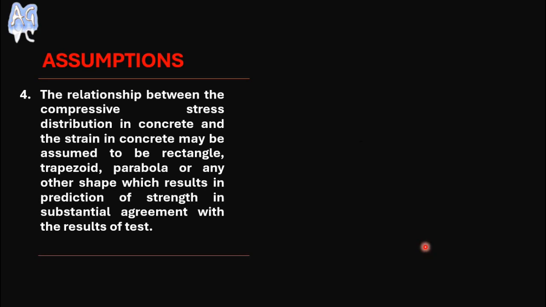Now look into the fourth assumption. In the fourth assumption, the code says that you can take a parabola, rectangle or trapezoid as the stress block for concrete. The code has provided the parabola as the stress block for concrete, but you can take a rectangle or trapezoid as a stress block if you have substantial experimental data.